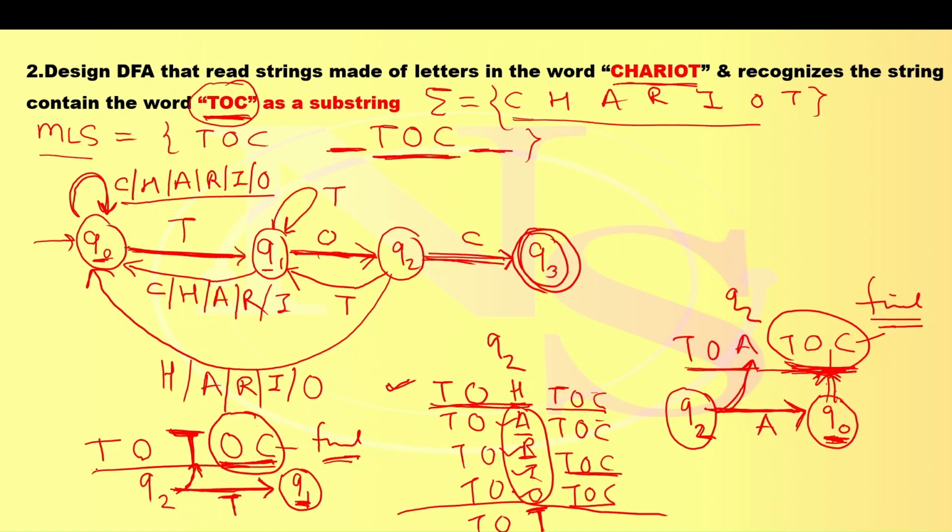If you want, you can verify. TO, TOC. First symbol is T. Second symbol is O. TOC. Third symbol is T. Again OC going to final. So TO, TOC is accepted as it contains TOC as a substring.